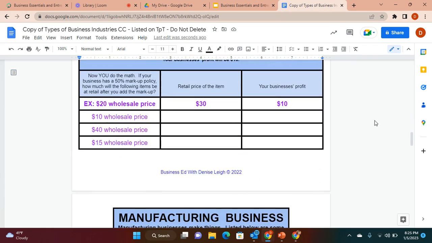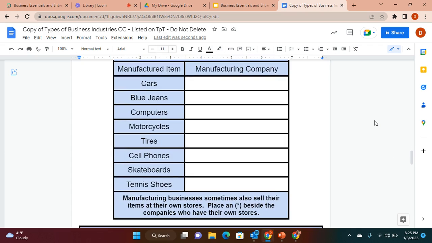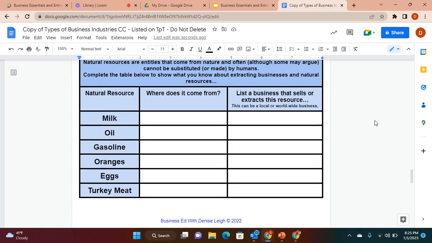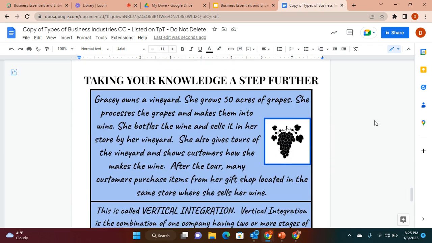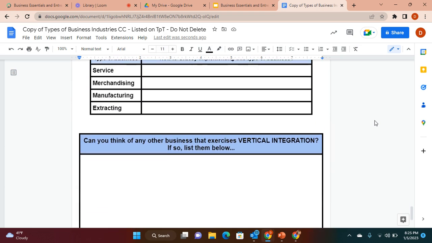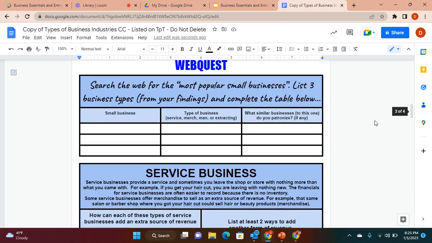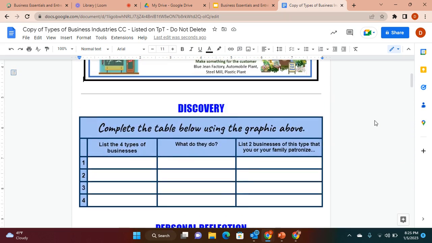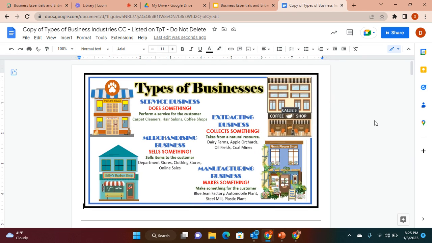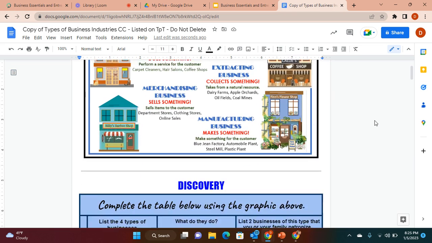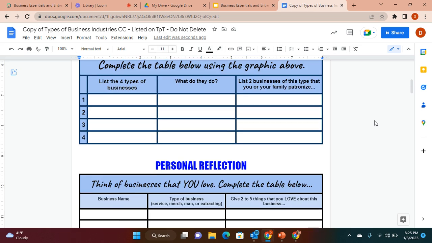copy and paste. So you see this very first resource has several sections and would take longer than a 42-minute period to complete. This resource is very comprehensive. The very first resource takes me about 3 periods to get through with my students. Again, that's types of businesses, which is one of the most important lessons in the very beginning.